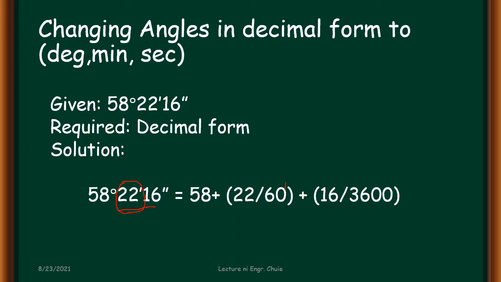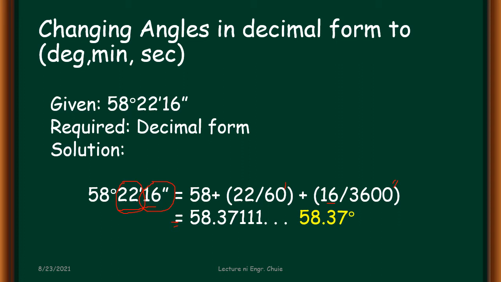Plus, yung ating seconds, this one is in seconds. So, if we convert 16 seconds into decimal, what is the equivalent of 16 seconds in degree? From kanina, di ba, 1 minute is equals to 60 seconds, and yung 1 degree is equals to 3,600 seconds. So, write 16 divided by 3,600 seconds. So, you just add 58 plus 22 divided by 60 minutes plus 16 divided by 3,600 seconds.